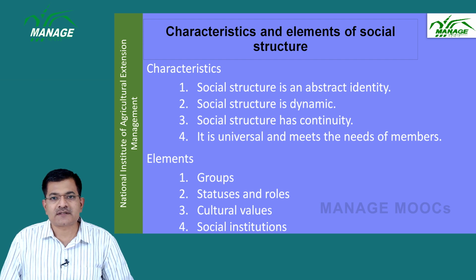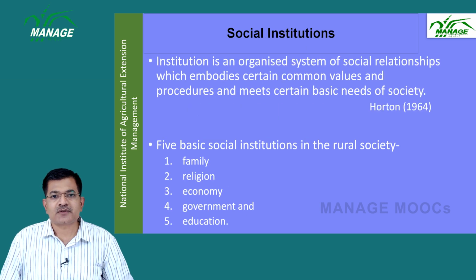There are other social institutions that make up the social structure. These institutions may include, starting from the basic institutions like marriage, the family, kinship, and even the evolved social institutions. And also, coming to a later part of the social structure, the polity of the village also comes into the picture. The social institution is basically an organized system of social relationships which embodies certain common values and procedures and meets certain basic needs of the society.